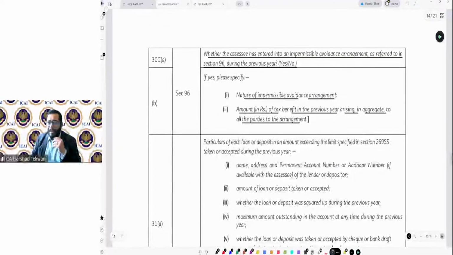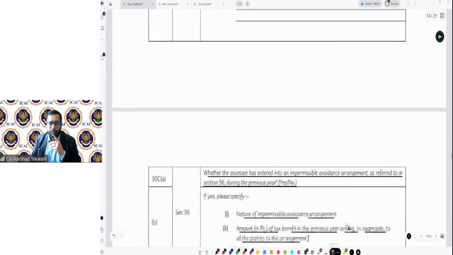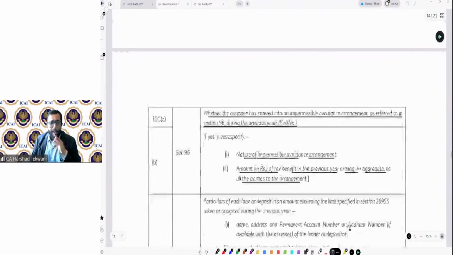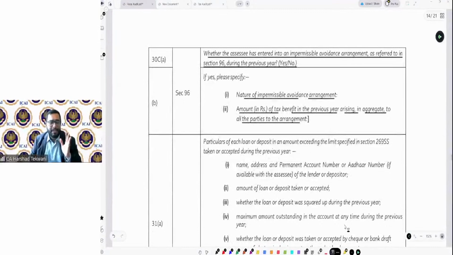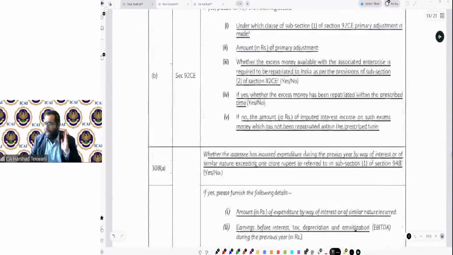Any doubt till now? Any doubt till clause 30C, A and B? We have covered clause 30C till now. Any doubt, guys?